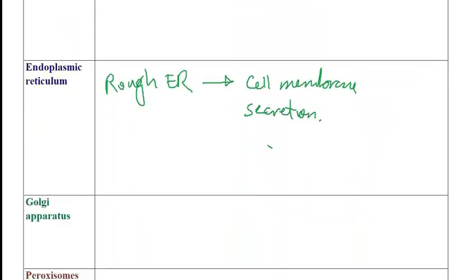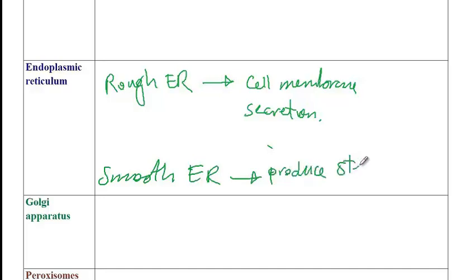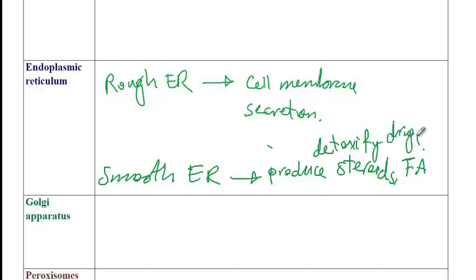versus the smooth endoplasmic reticulum, which extends from the rough endoplasmic reticulum, and its function is to produce steroids, fatty acids, and to detoxify drugs or toxins. And then we just discussed the difference between smooth and rough endoplasmic reticulum is that smooth does not have ribosomes.